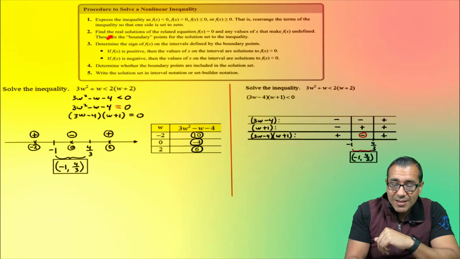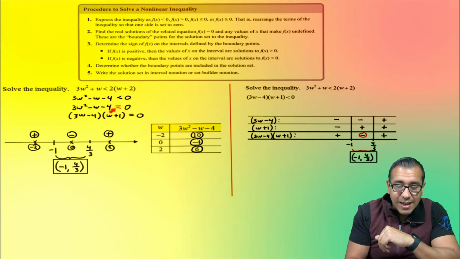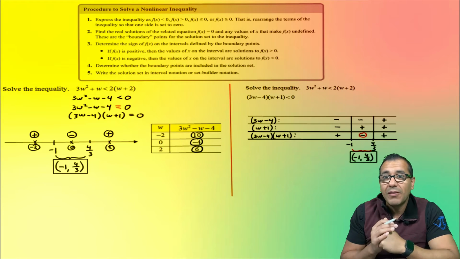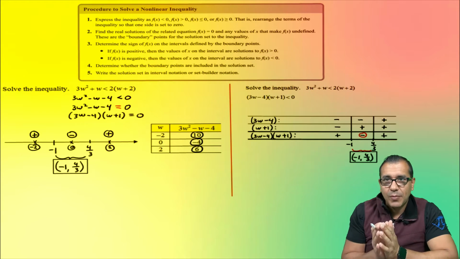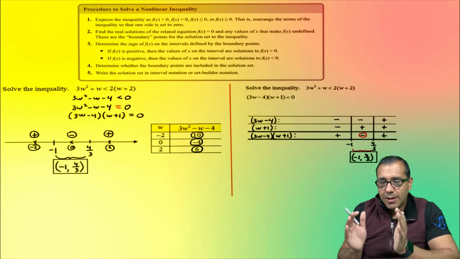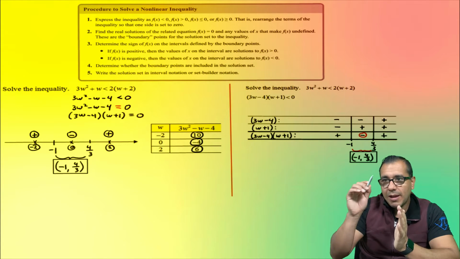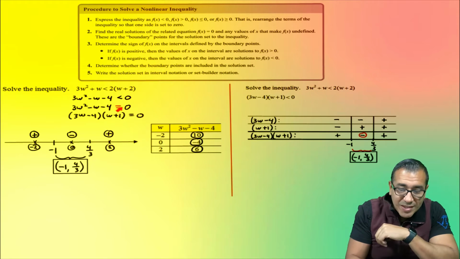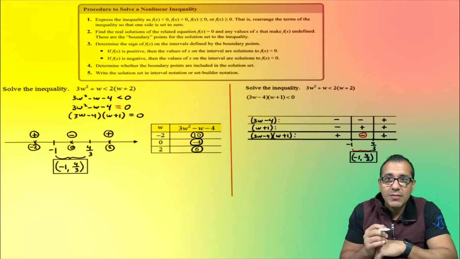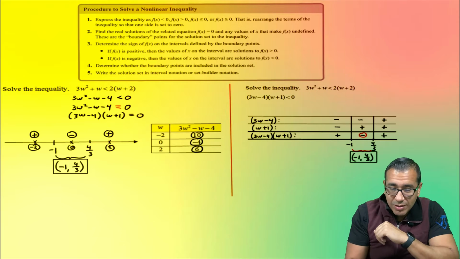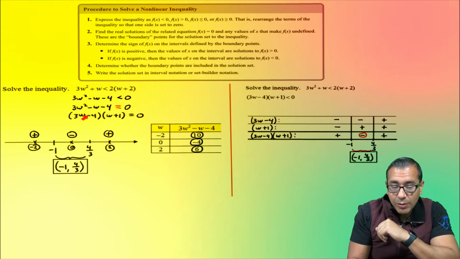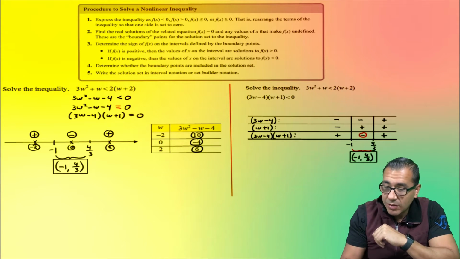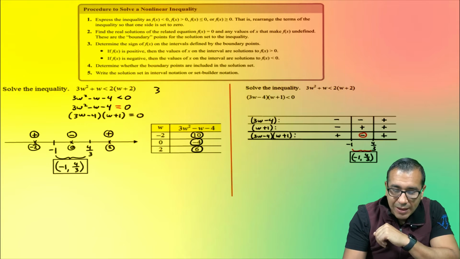So the next thing we do, step 2, is we pretend that we're going to set this equal to 0, because we want to find these boundary points, these very important points. So we know where the function is going from negative to positive or positive to negative and vice versa. So step 2 is we set this inequality equal to 0, and that's going to help us find boundary points. Notice, in this case, I have to factor, so we factored, and now we're going to set each one of those factors equal to 0. Let me just do one of them for you. That 3w minus 4, we're going to set it equal to 0.